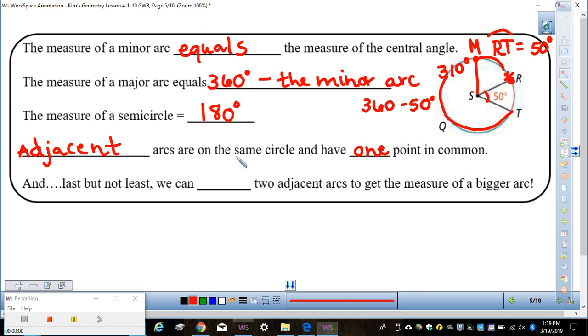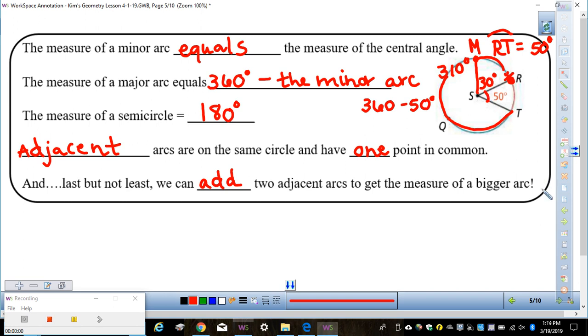The last bit to define adjacent arcs is that we can add two adjacent arcs to get the measure of a bigger arc. So if I know that arc RT is 50 degrees, and I told you that this new angle was 30, I would know that arc MT would be 80.